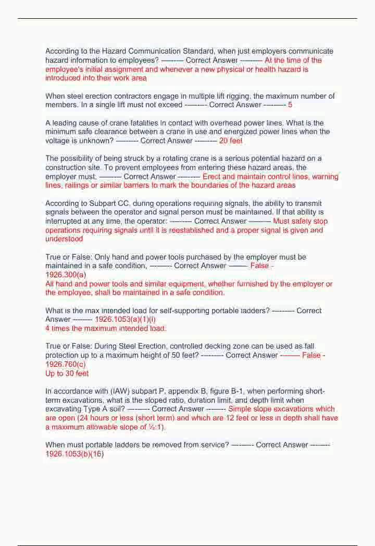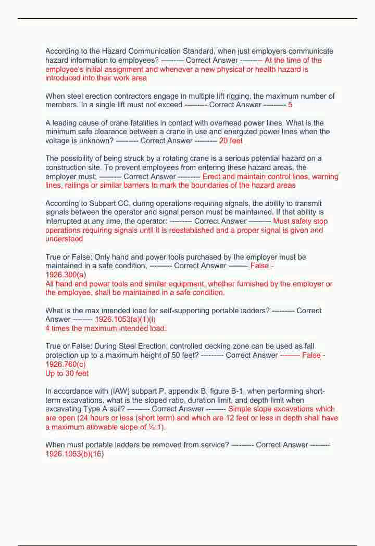According to the Hazard Communication Standard, when must employers communicate hazard information to employees? Correct answer, at the time of the employee's initial assignment and whenever a new physical or health hazard is introduced into their work area.